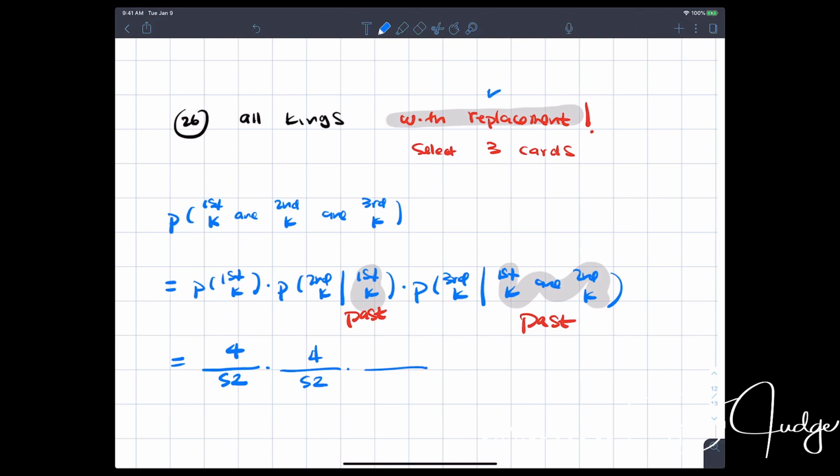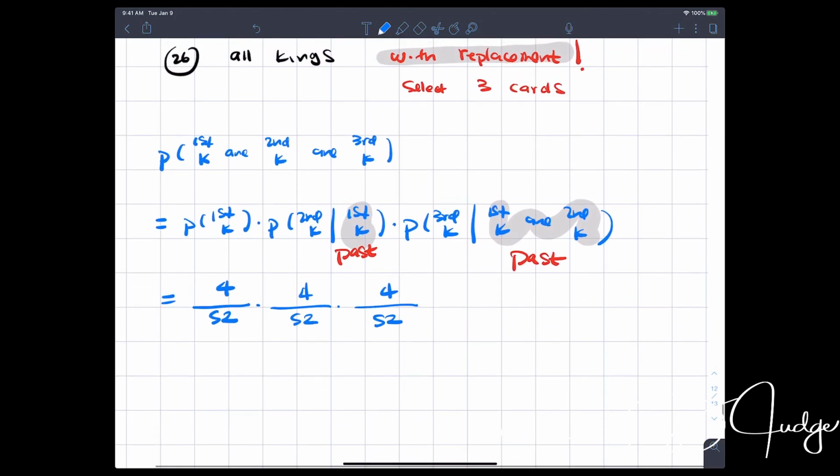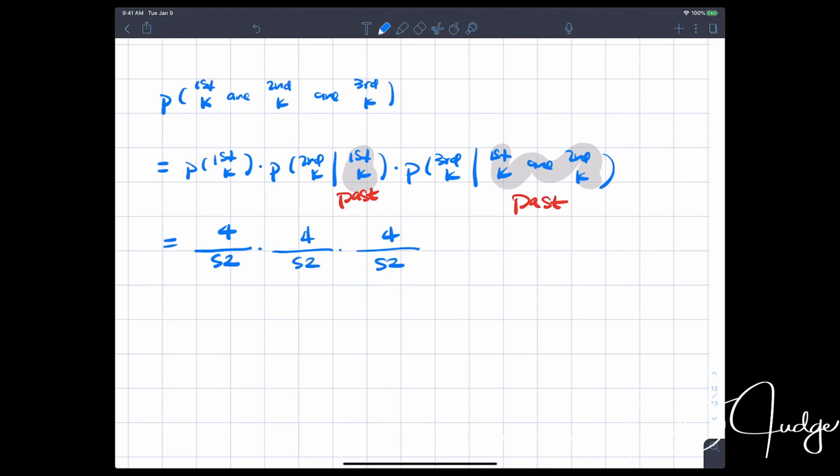Remember, this is with replacement. Let's say it 3 times. So with replacement, you put the card back in the deck. Because you put the card back in the deck, the first 2 cards that were kings are back in our deck. That means we still have 52 cards in the deck, and 4 of them are kings. So what you end up getting, if you guys already did this, look that over. Yes, this is going to equal 4 out of 52 to the third power, right?